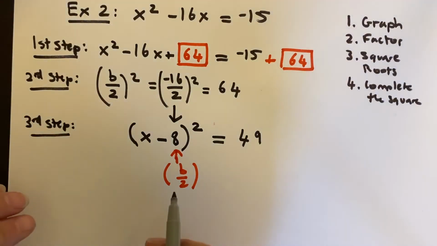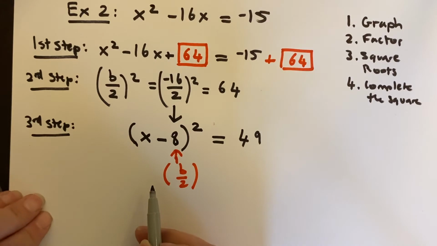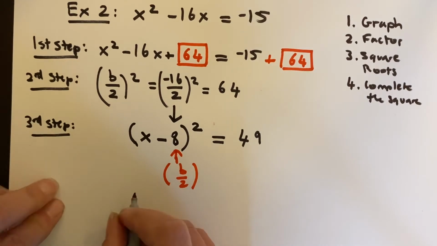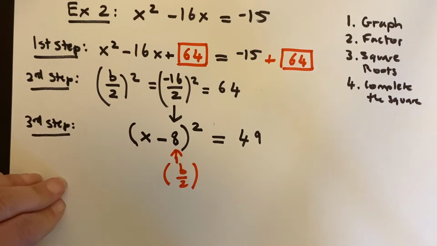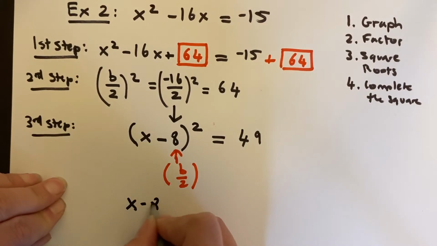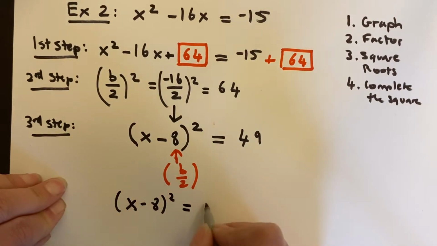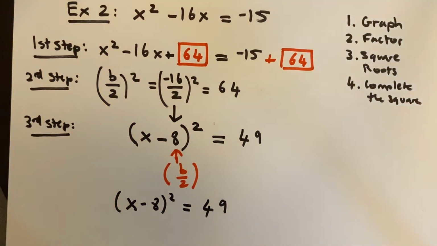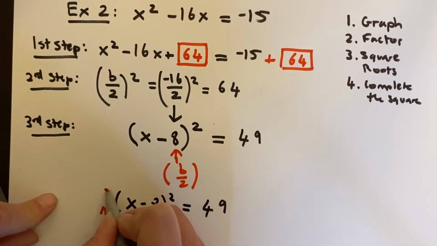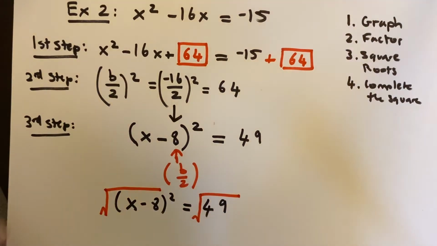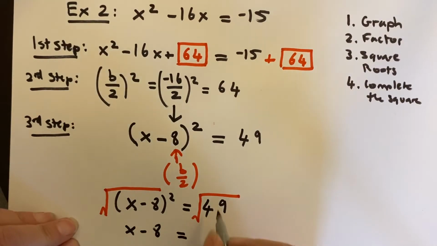Well, now I have things set up that I've already done when I was solving square roots in the last chapter. And what I have to do is simply, I'm going to rewrite this just so things are not confusing. I'm going to take the square root of both sides. And when I take the square root of both sides, I end up with x minus 8 equals plus or minus 7.